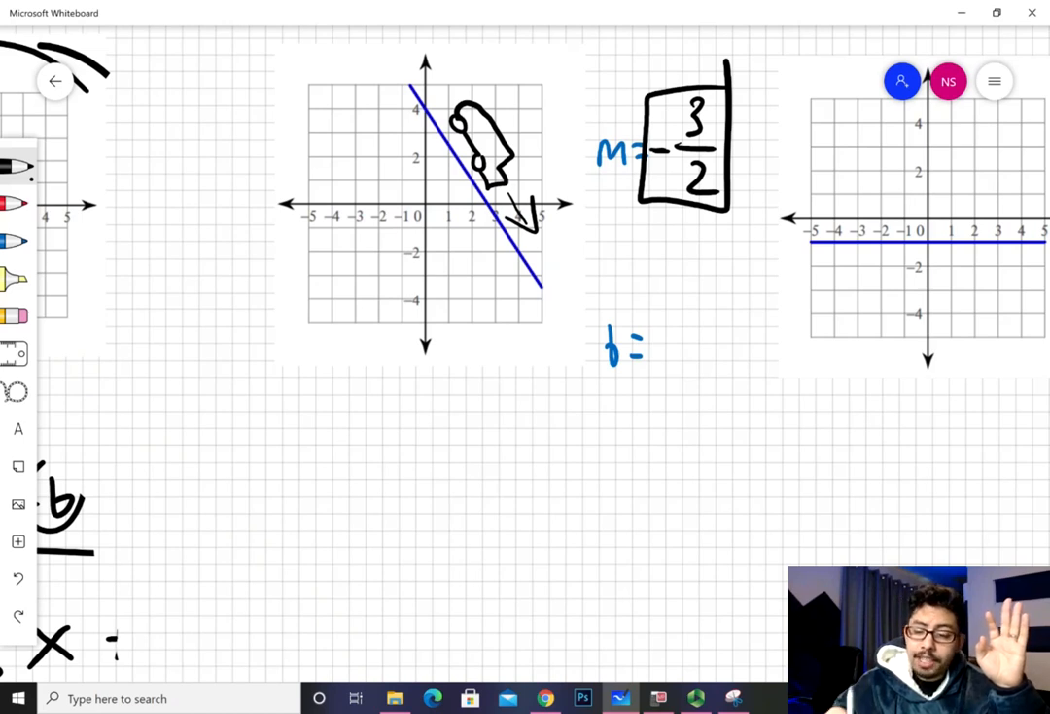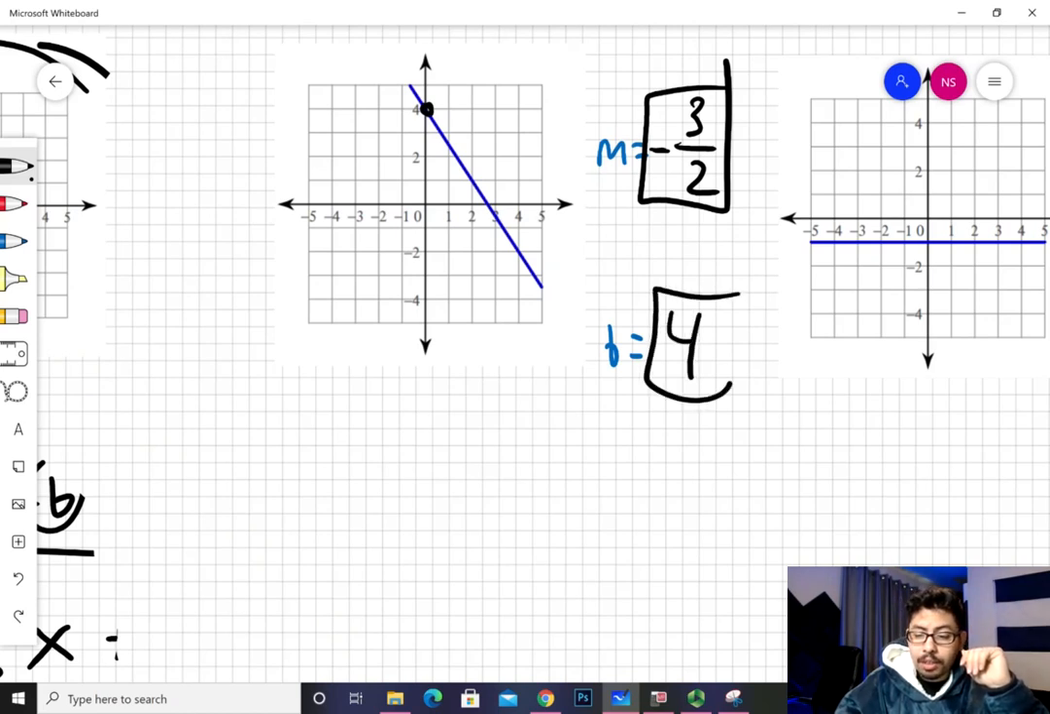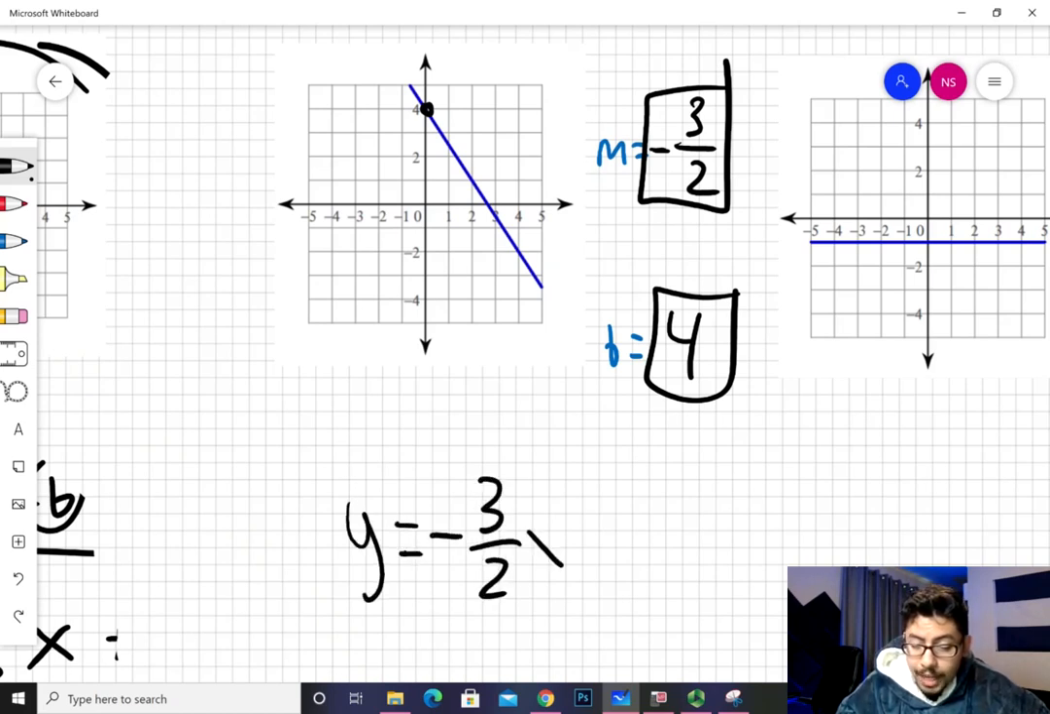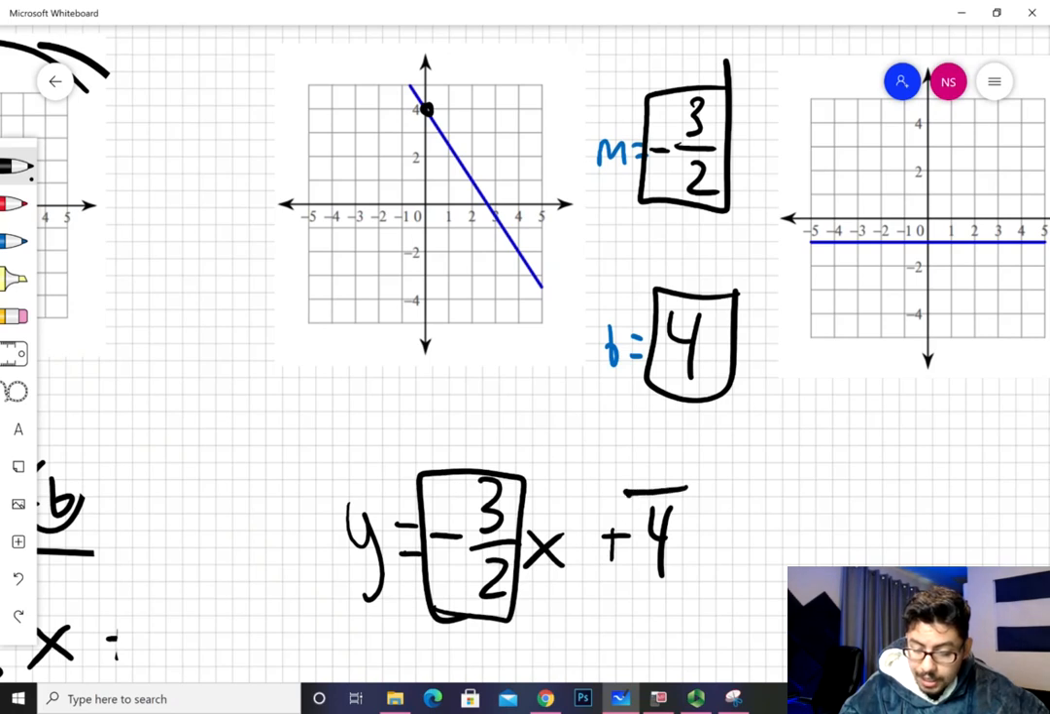B, everybody's favorite. You tell me, when does this line cross the y-axis? It crosses it at 4. My y is 4. So now just write out the final linear equation the same way you will do on the worksheet. Y equals negative 3 over 2x plus 4. Y equals mx plus b.